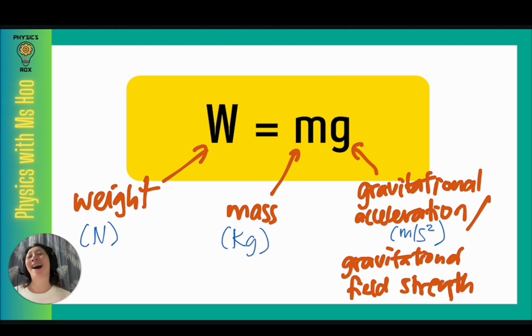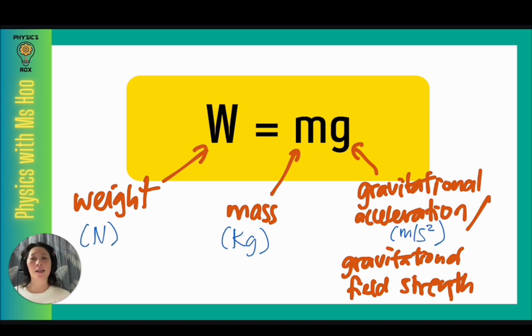But if we are at a higher altitude compared to the surface of the Earth, the value of g could be lower because we're further away from the center of the Earth. Or if you're on the moon, or on another planet, or in outer space, the value of g changes because it depends on the gravitational field strength in those areas. So what is gravitational field strength?